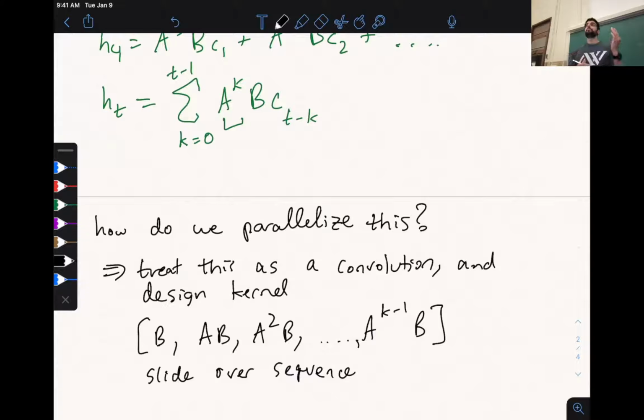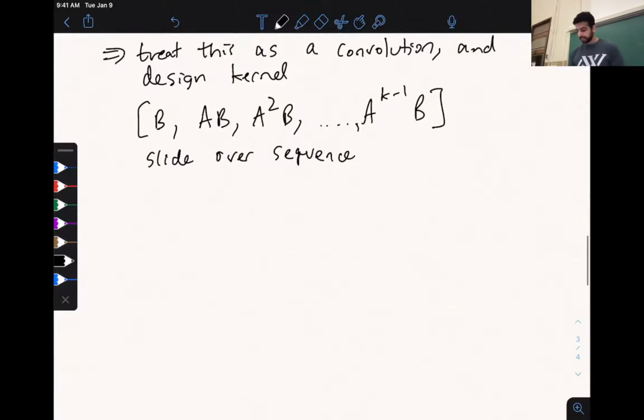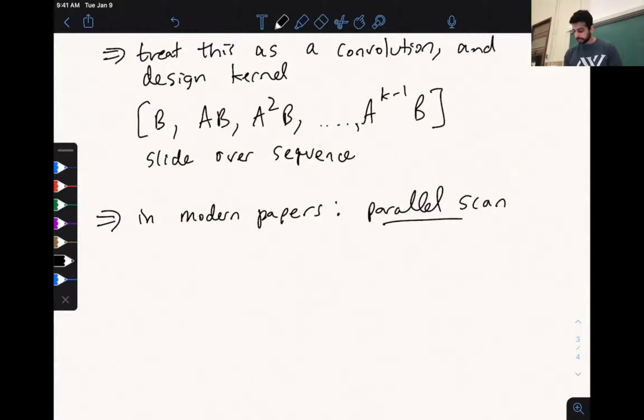But the way that modern methods like Mamba and Griffin implement this is using something called a parallel scan. So that's what we're going to focus on for the next bit of the lecture. In modern papers, we're going to look at this concept of a parallel associative scan. The idea is that we break up the computations of this hidden state into smaller computations that can be parallelized across different processors in the GPU. And we'll do an aggregation over that with some clever tricks to minimize the amount of compute that we're using.